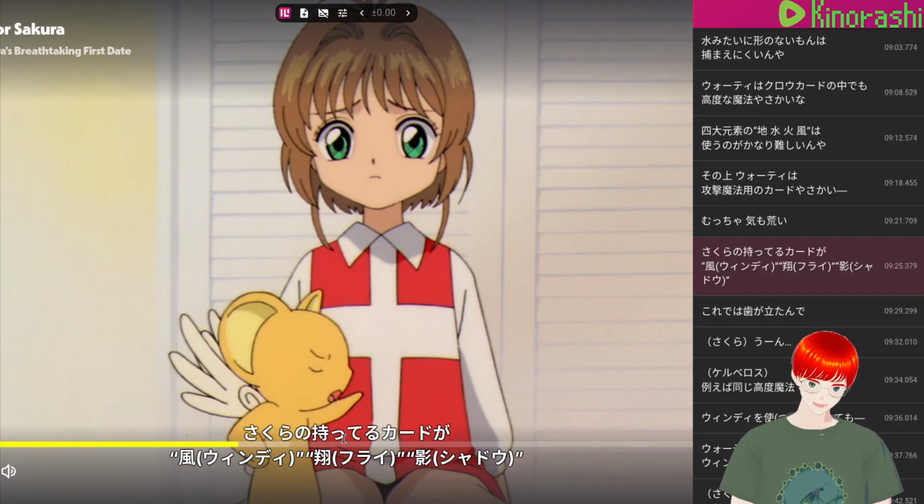So this is from motteiru, a shortened version of that. So the cards Sakura has got are Windy, Fly, Shadow. And these are the Japanese names for it, but just as reference.